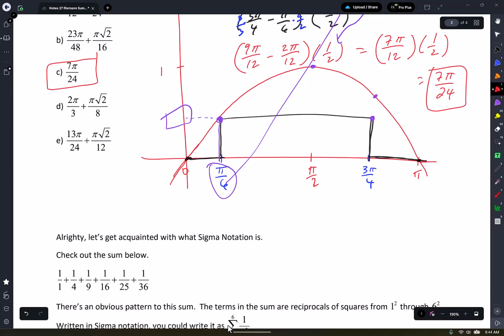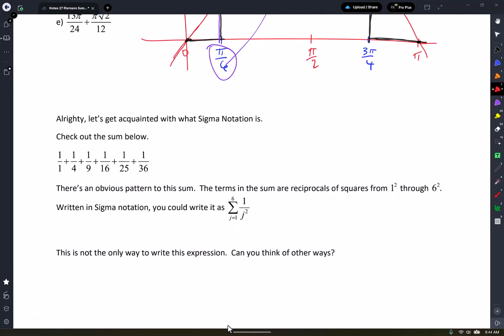Okay. All right, guys. Don't worry. In the next 10 minutes, we'll be done, and then we'll set you guys loose. You have one Delta Math.